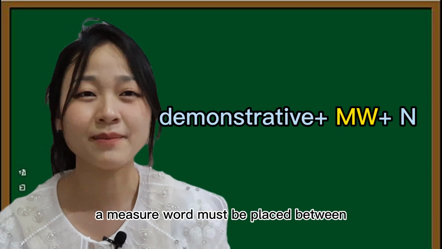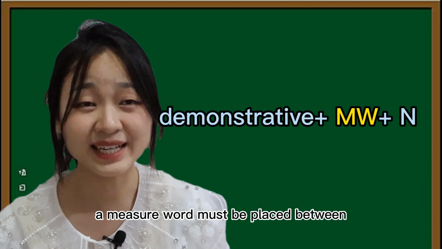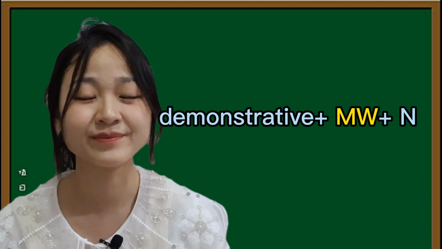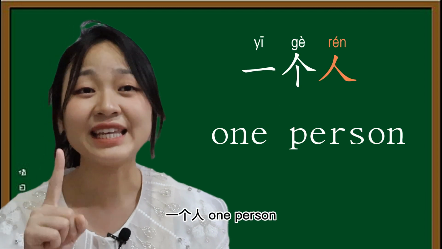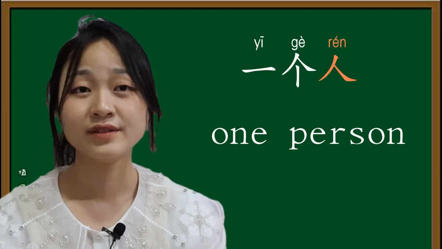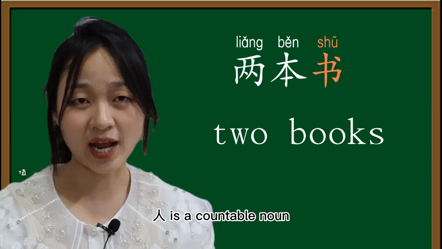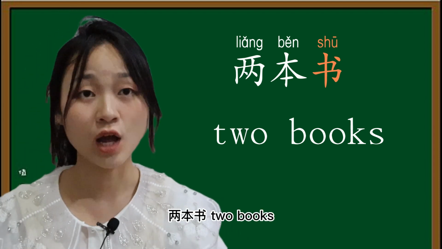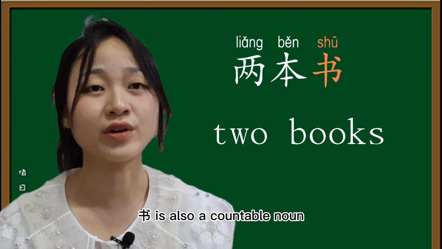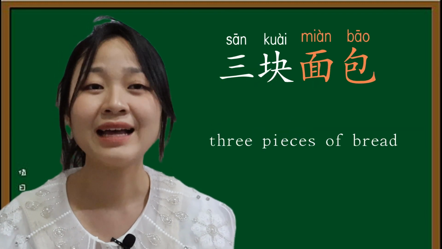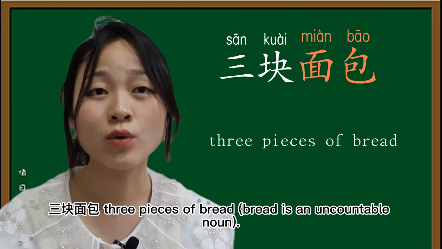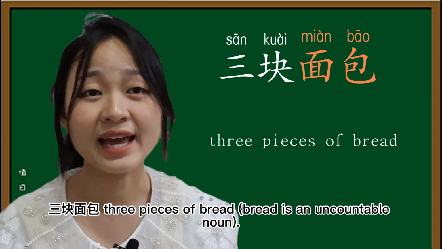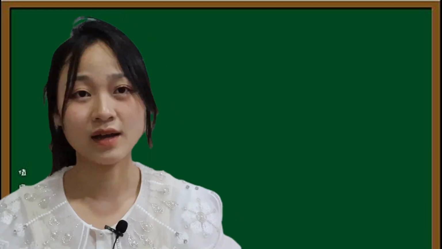In other words, a measure word must be placed between a number or demonstrative and a noun. For instance, 一个人, 人 is a countable noun. 两本书, 书 is also a countable noun. 三块面包, 3 pieces of bread. Bread is an uncountable noun.